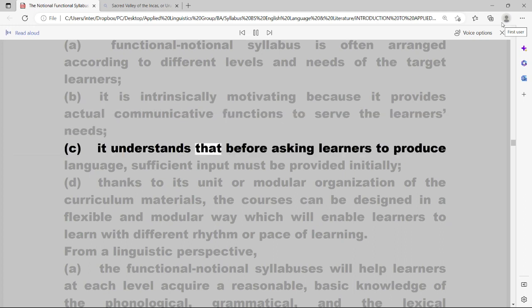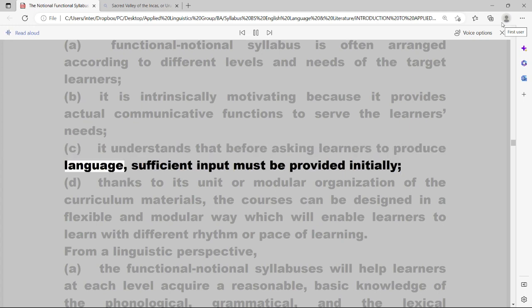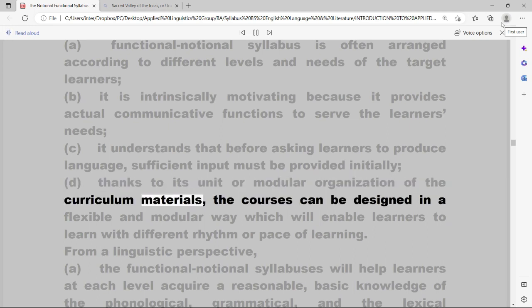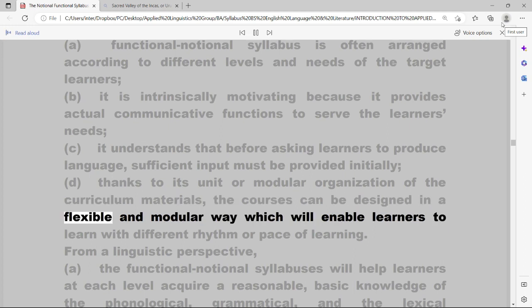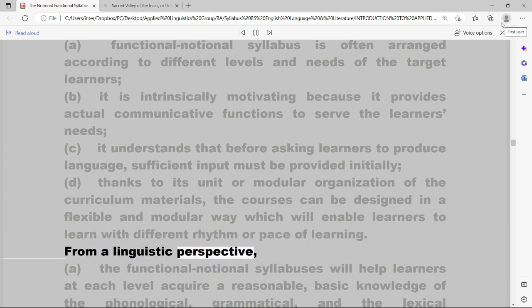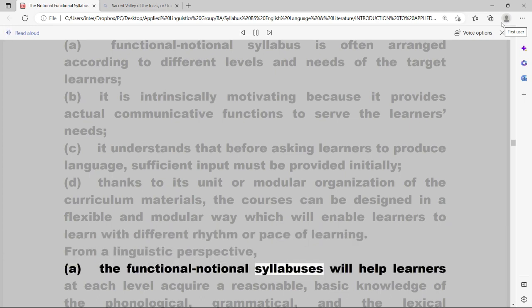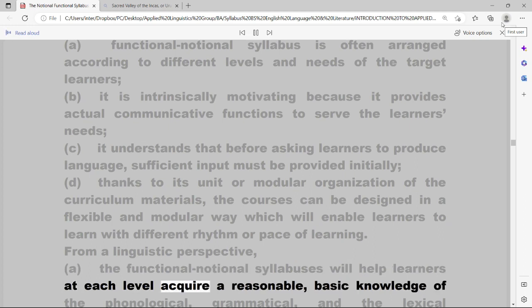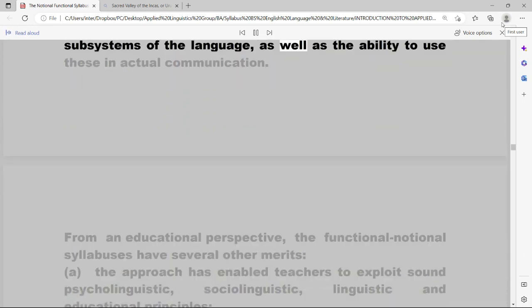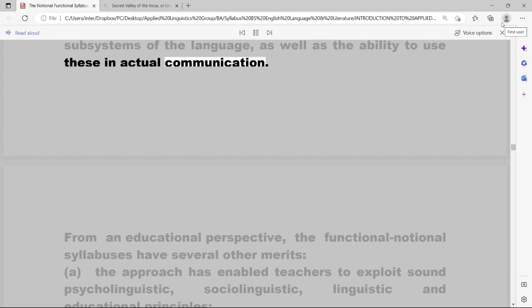C. It understands that before asking learners to produce language, sufficient input must be provided initially. D. Thanks to its unit or modular organization of the curriculum materials, the courses can be designed in a flexible and modular way which will enable learners to learn with different rhythm or pace of learning. From a linguistic perspective, the functional notional syllabuses will help learners at each level acquire a reasonable, basic knowledge of the phonological, grammatical, and lexical subsystems of the language, as well as the ability to use these in actual communication.